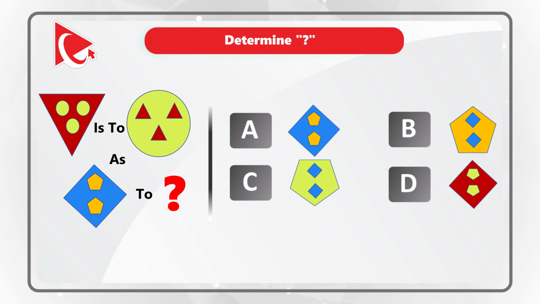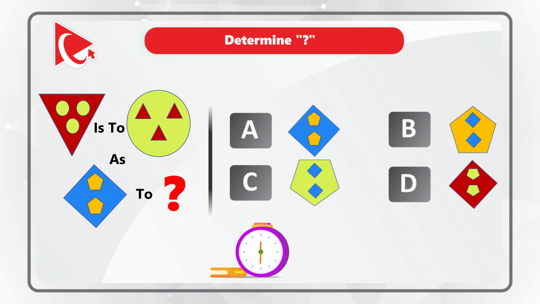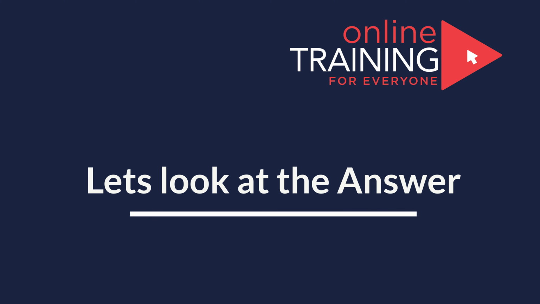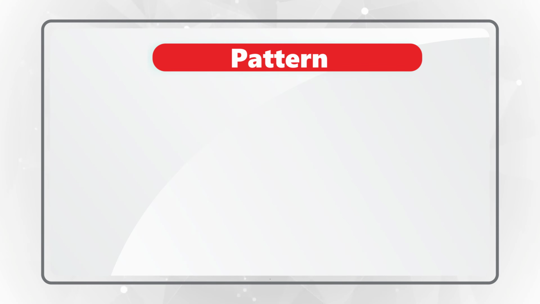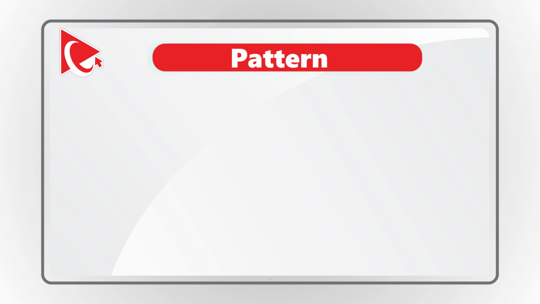Take a close look to see if you can come up with the answer. Have you tried solving it? Were you successful? Let's move forward so we can get to the correct solution together. To determine the correct answer in this case, and in a lot of other cases, you need to look for patterns. And the pattern in this particular case is that to build the relationship, inside shape becomes outside shapes, preserving the number of the inside to outside shapes ratio.